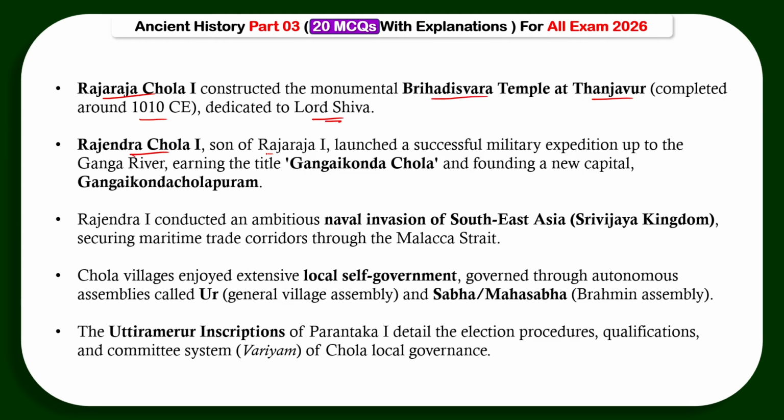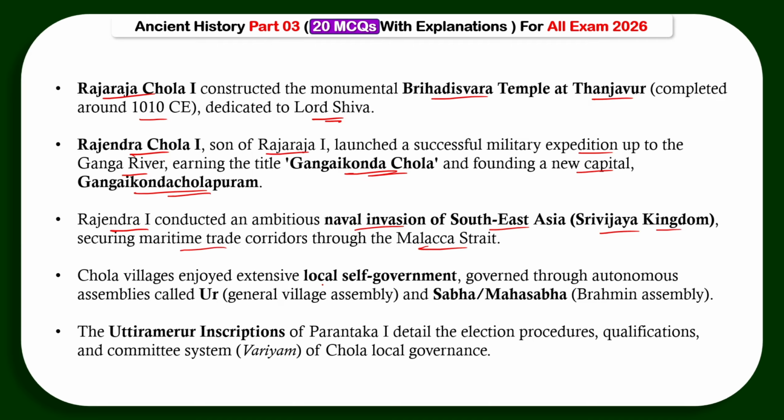Rajendra Chola I, son of Rajaraja I, launched a successful military expedition up to the Ganga river, earning the title Gangaikonda Chola and founding a new capital, Gangaikonda Cholapuram. Rajendra I conducted an ambitious naval invasion of Southeast Asia, Srivijaya Kingdom, securing maritime trade corridors through the Malacca Strait.